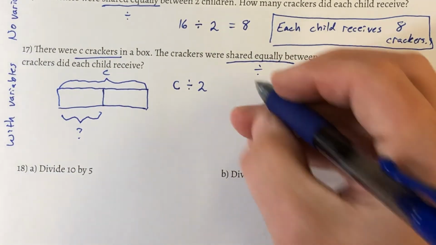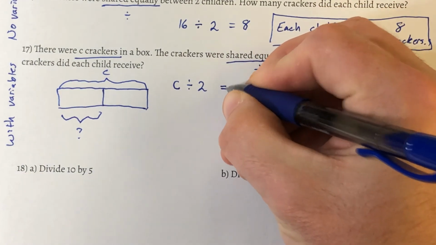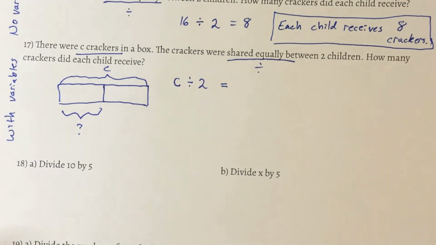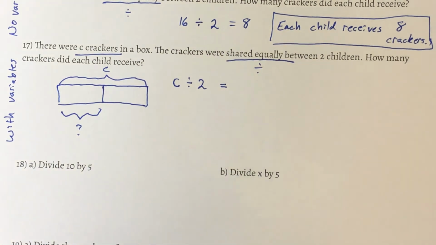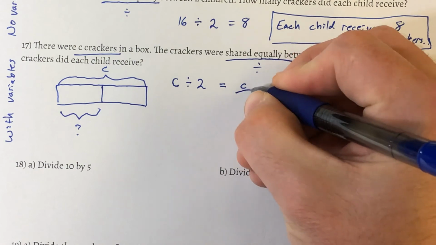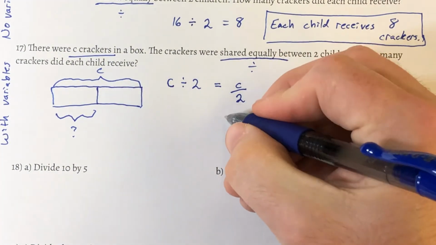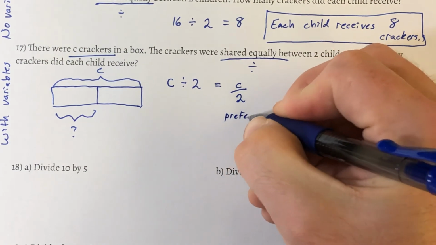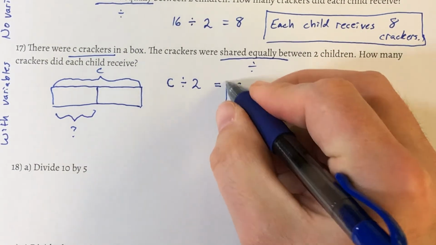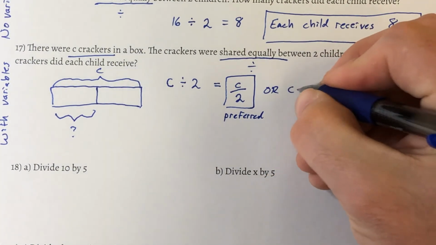What is c divided by 2? Can I do anything with those? Are those like terms? Absolutely not. So all I can do is write the answer appropriately. So c divided by 2 is simply c divided by 2, and you can write that as c over 2. That's the preferred. Or c divided by 2 like we had.